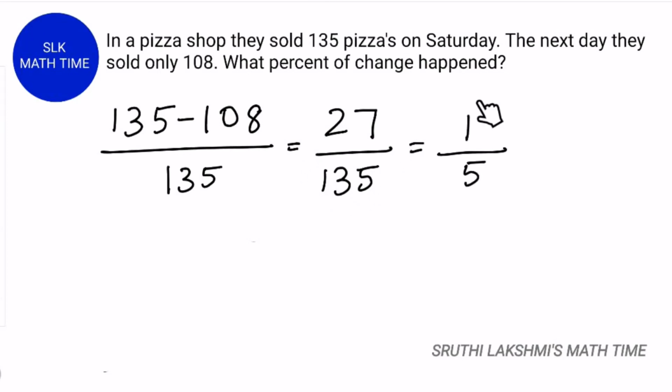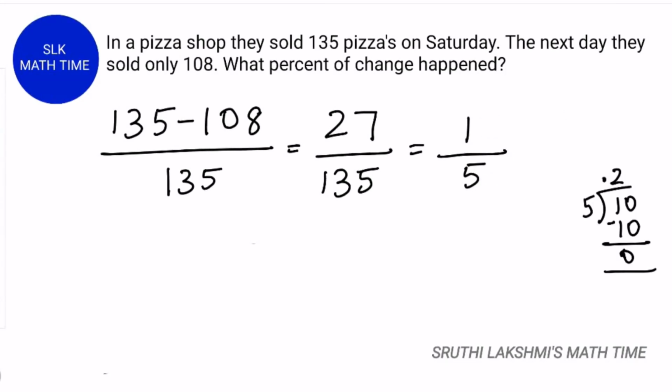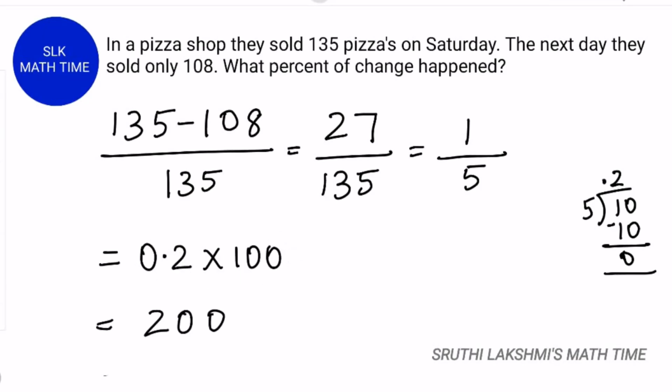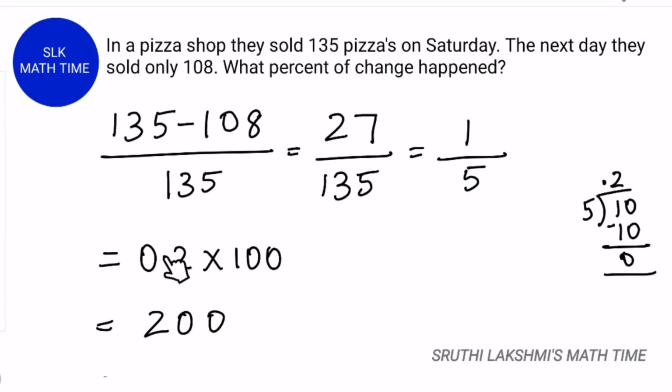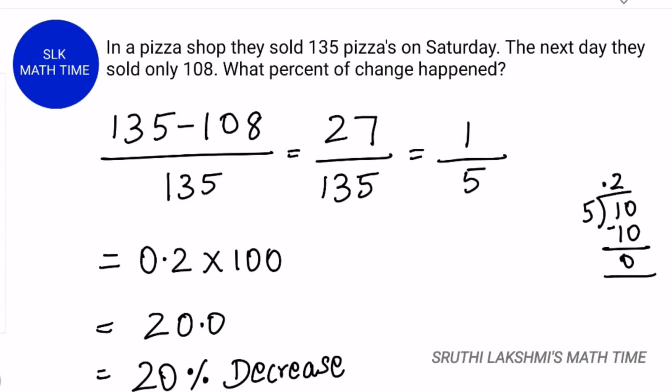So when we simplify this, we get 1 by 5. 27 into 1 is 27 and 27 into 5 is 135. So we get 1 by 5. Next, divide 1 divided by 5. When we divide 1 by 5, we get 0.2. In order to change 0.2 to a percent, we multiply by 100. So 0.2 into 100 is 200. The decimal here is placed one space to the left. So it goes over here. So it's 20.0. Remember that we always have to ignore the 0 at the end. So it's 20% decrease.